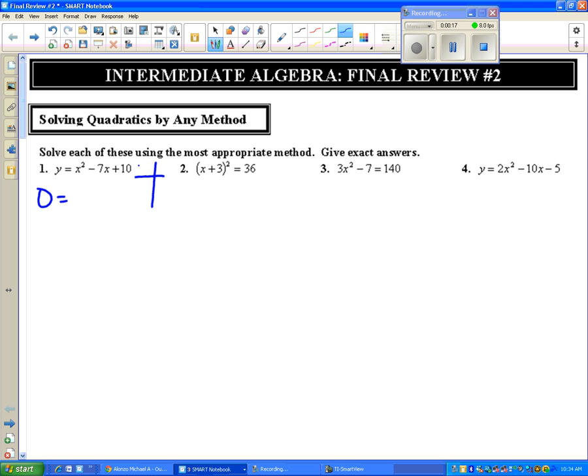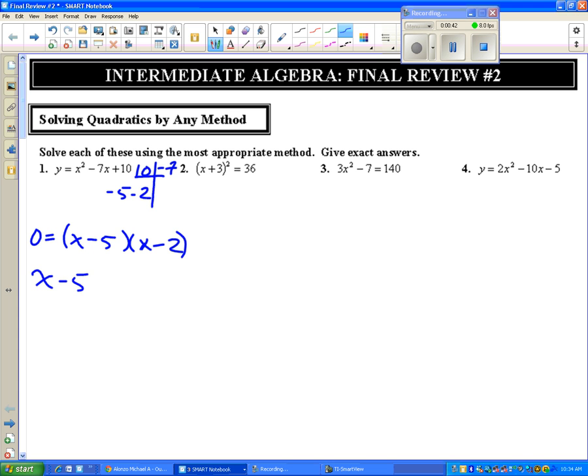What multiplies to be 10 and adds to be negative 7? Well, that's going to be negative 5 and negative 2. So you have 0 is equal to x minus 5 times x minus 2. If I FOIL that out, I get x squared minus 5x minus 2x is negative 7x plus 10. This is equal to 0.